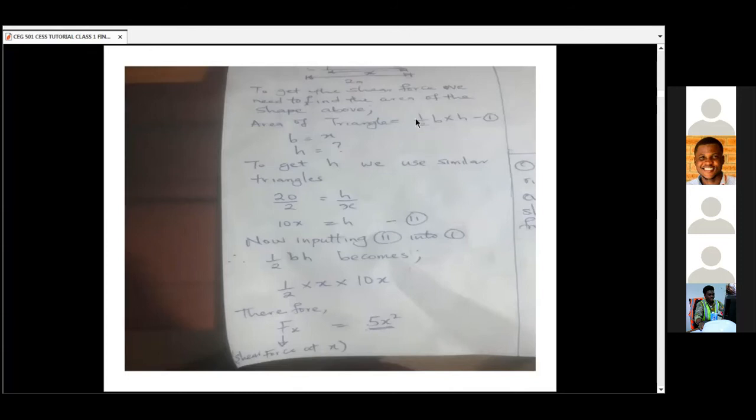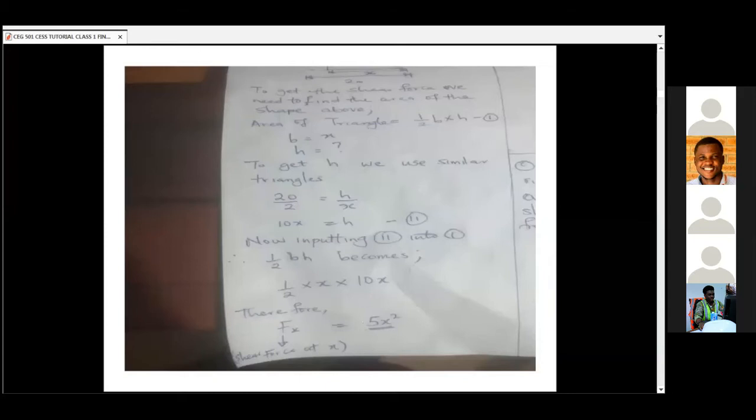Yeah, I am. Okay, so putting that into the equation, half times X times 10X will give us the shear force within that span. By our calculation, canceling and what have you, we derive that Fx equals 5X squared, which is what I wrote here. So that is the shear force within that span. To get maybe the shear force at point 1.5, we'll just say X equals 1.5, and that will be 5 times 1.5 squared.